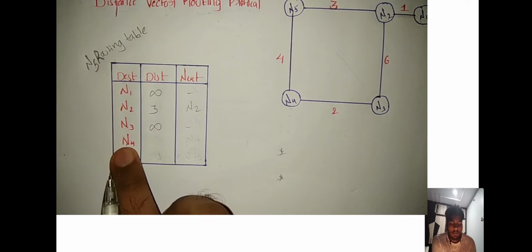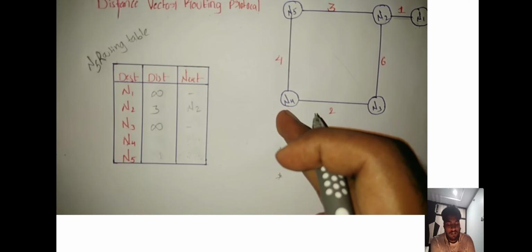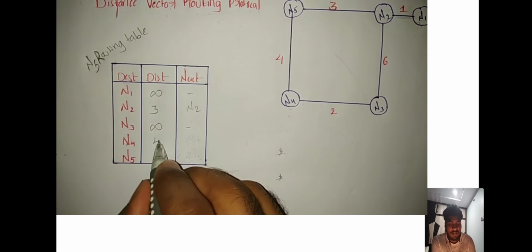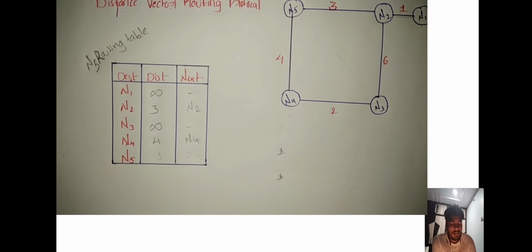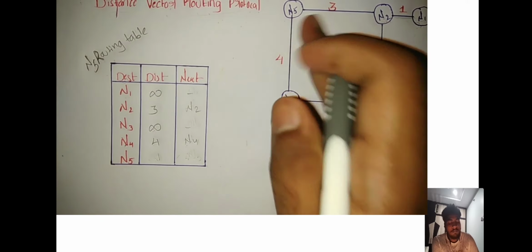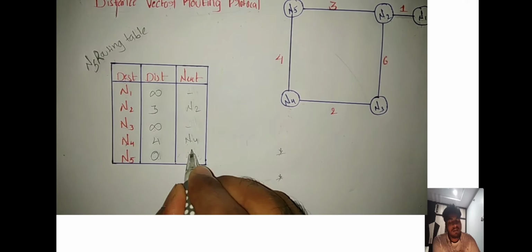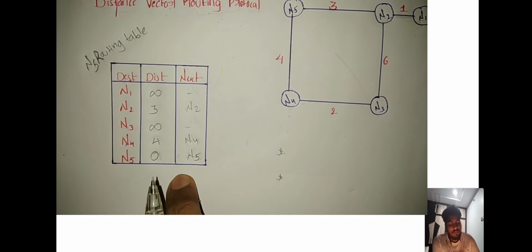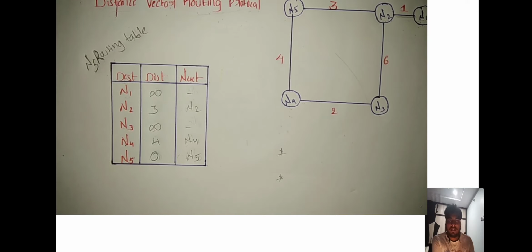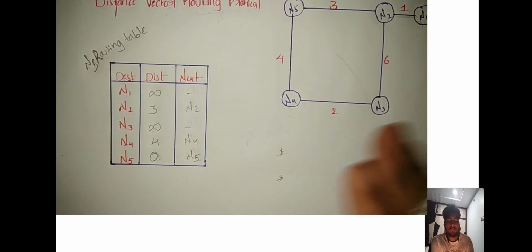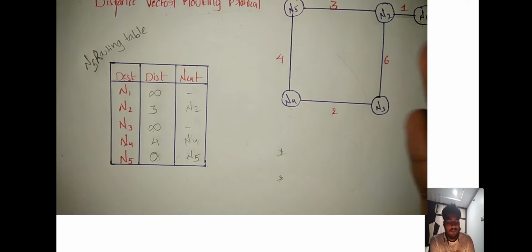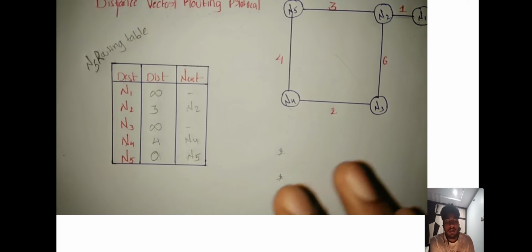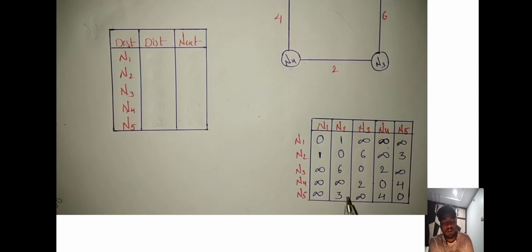We have to go to n4 from n5. Yes, we can go to n4. Then the distance is 4, and the next node is n4. We have to go to n5 from n5. That means the distance is 0, and the next node is n5. This is the routing table of n5. Now, these all routing tables will run parallelly. That means at a time these all values will be done. Now, these are the distance vectors of 5 routing tables.